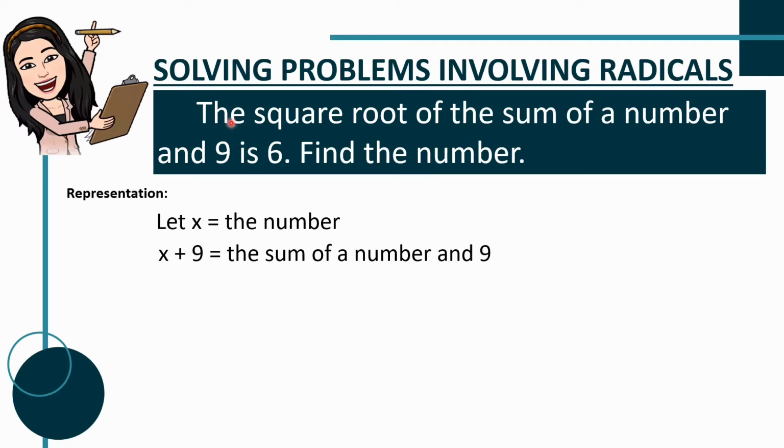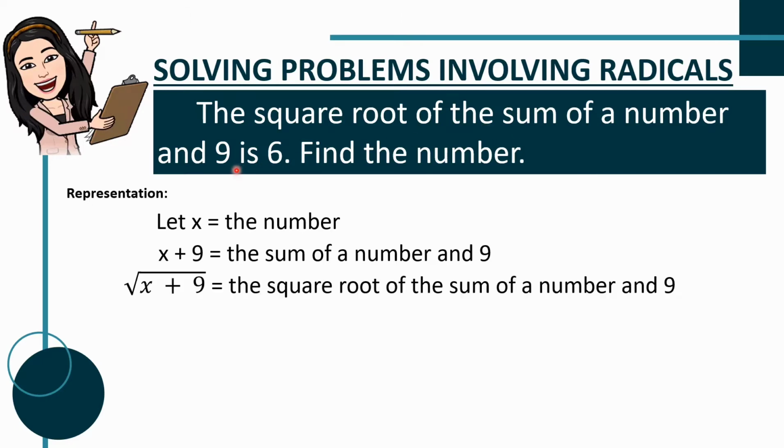Okay? And since the given is the square root of the sum of a number and 9, the square root of the sum of a number and 9 is represented as square root of x plus 9. Tama ba? Okay. Now, after representing the given, we will now solve. Let us find the solution. First, let us have this given problem. Sabi dyan, the square root of the sum of a number and 9 is 6.